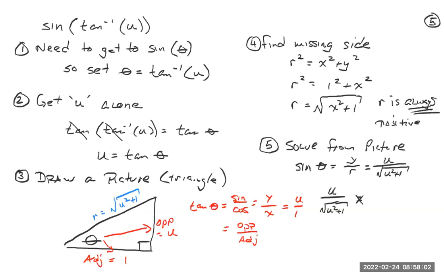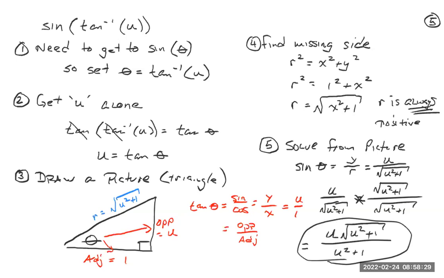Times the square root of u squared plus 1 over the square root of u squared plus 1, because we can't leave that radical in the denominator, right? And so my final answer is going to be u times the square root of u squared plus 1 over u squared plus 1. And I feel very confident. I'm ready to commit to that answer, so I'm going to put a ring on it.